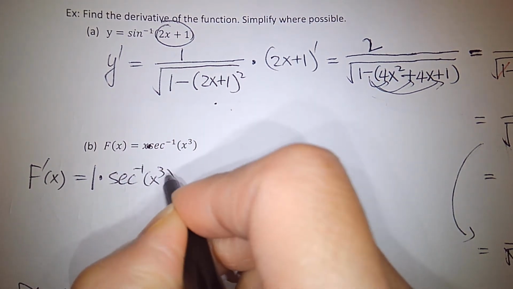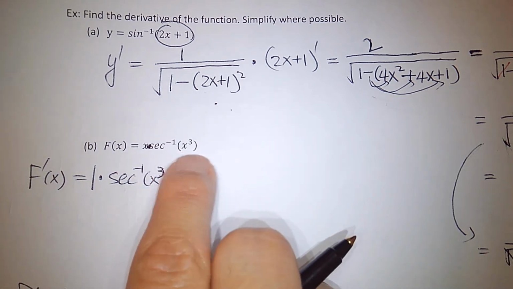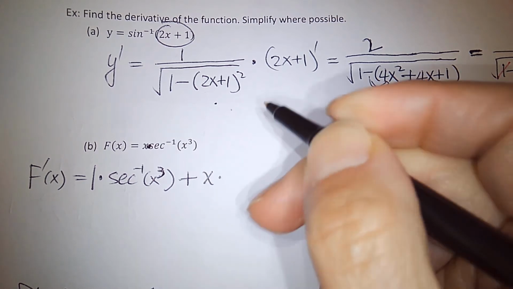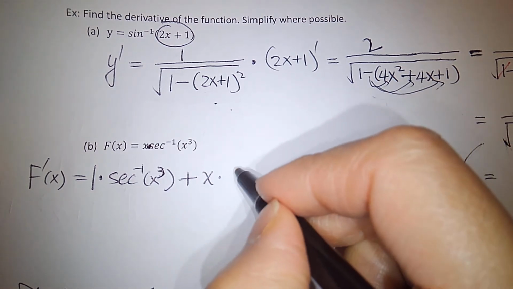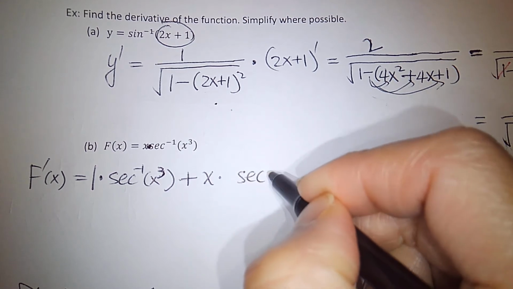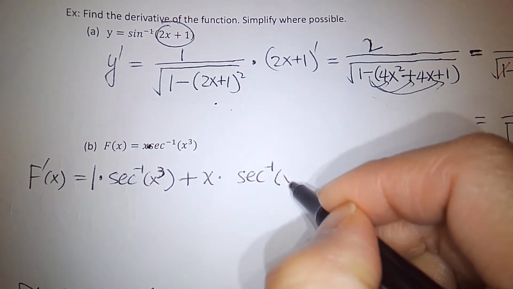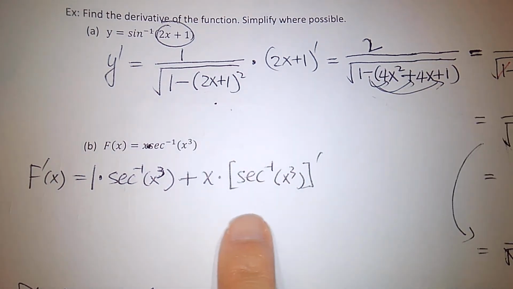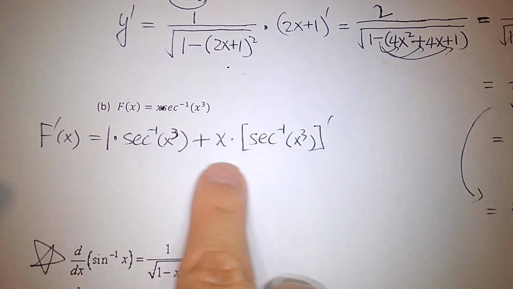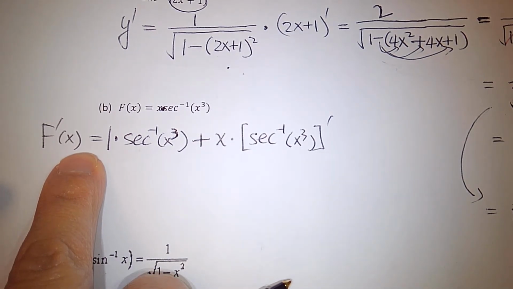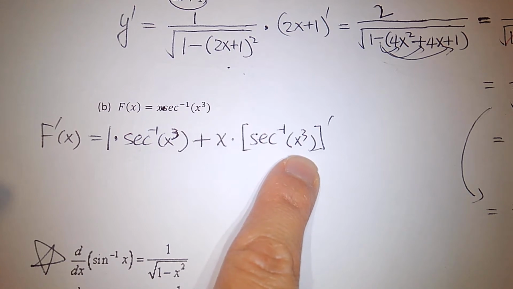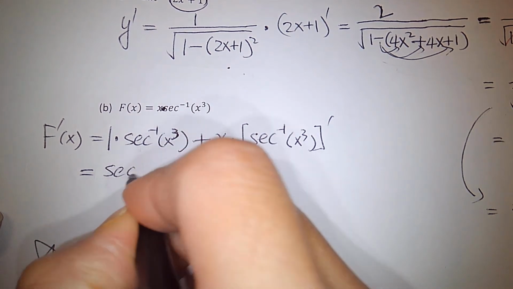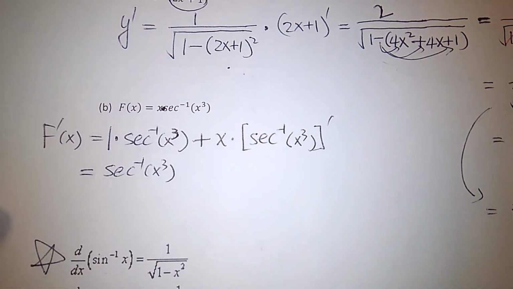And then we copy whatever is given for the other function, plus keep the x and differentiate the inverse secant of x cubed. I'm going to write it this way, because otherwise you feel confused. So this line is by using the product rule.